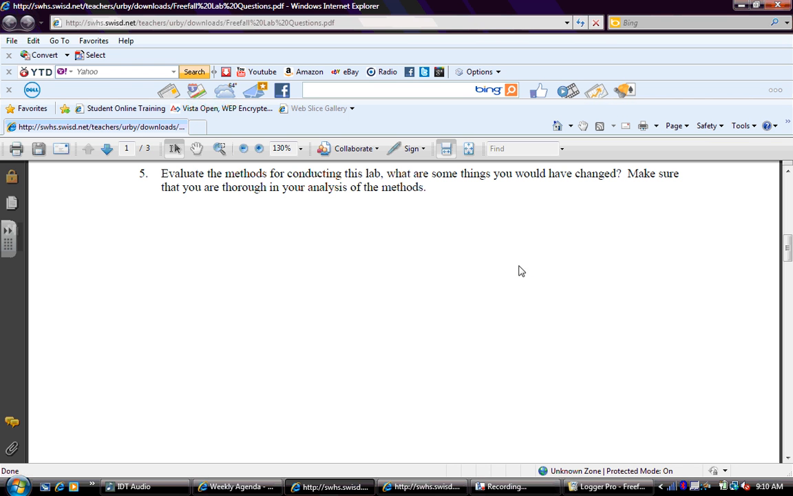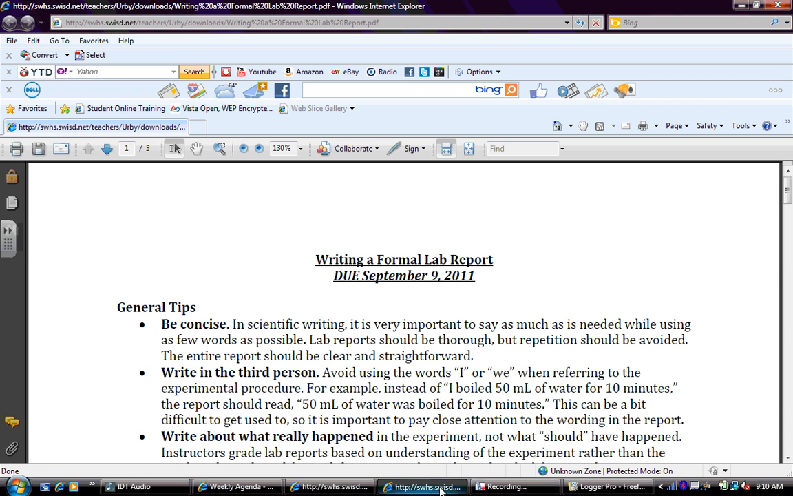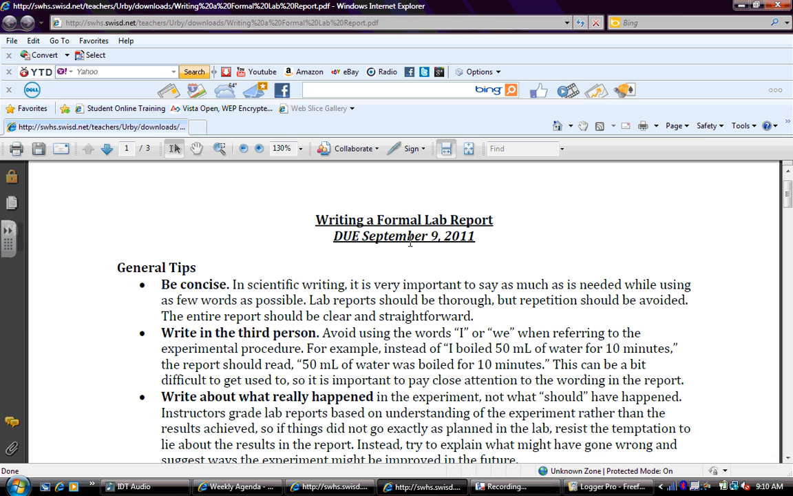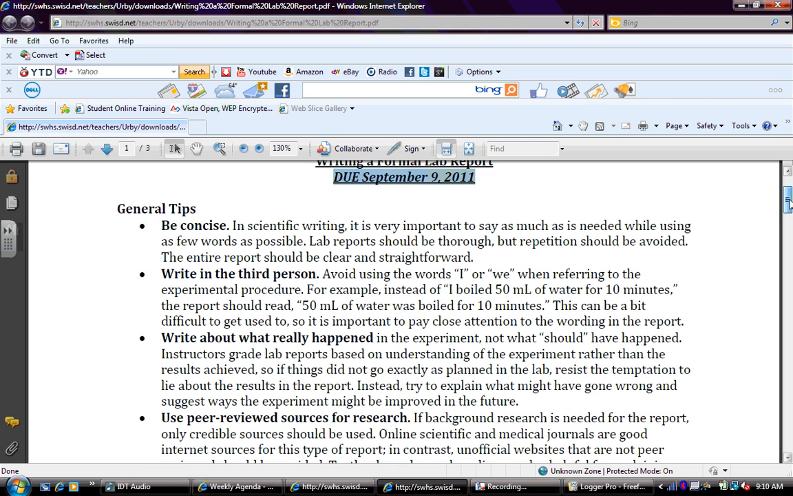The second thing that we're going to go over here is going to be the formal lab report. You are going to have a formal lab report. I know this says due September 9th, 2011. This was the first formal lab report that you had due for this class. This second one, though, is not going to be due on September 9th. It's due on October 21st, so make sure you note that.